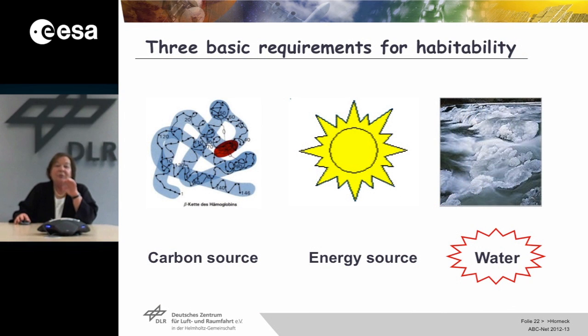So, to come down to the really basic requirements for life, we have 3 requirements that must be available in order to be habitable. First is a carbon source, some molecules, and you see here the complex chain of a hemoglobin molecule. Then we need an energy source. It can be the sun, but it can also be other redox systems, for instance minerals or rocks, some chemical redox systems, maybe also physical ones. And water. Water in liquid form.